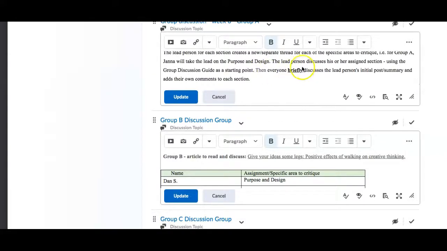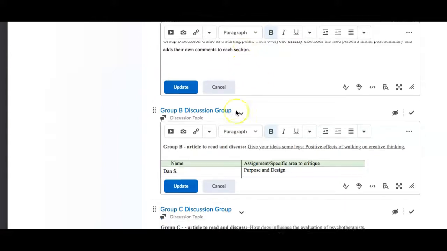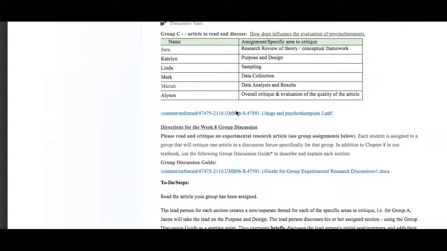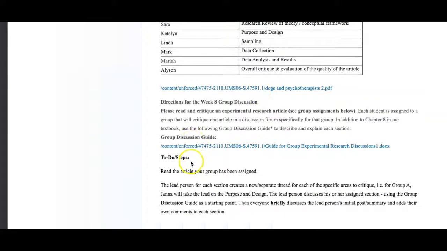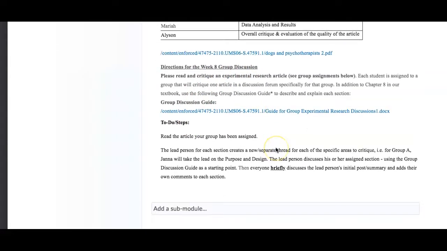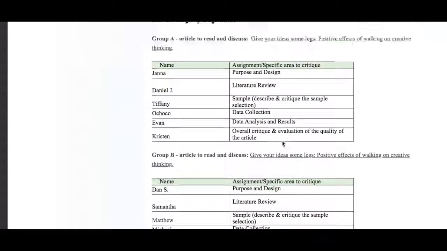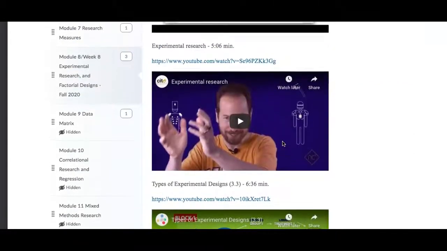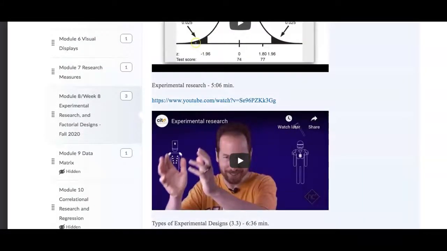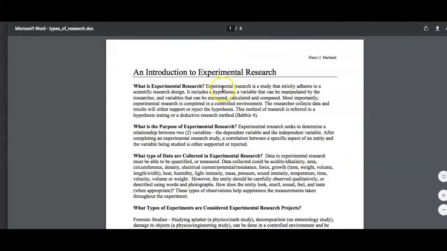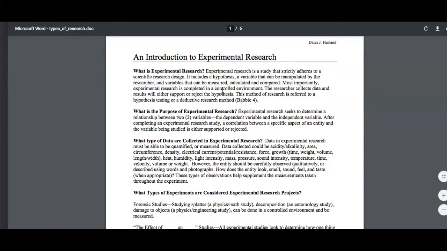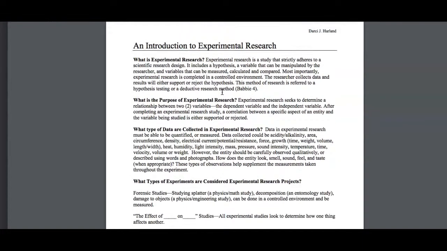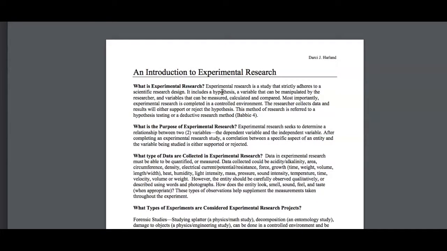All of the instructions are in here. So that's Group A, Group B, Group C. And once again, in each one of these, the article is listed, and also the guide. You can click on that for the specifics: how do you do this, and what are the steps? So that is it at this point. And let me just see here. So here's the 2-pager, the introduction to experimental research. This is one of the attachments that you can take a look at.